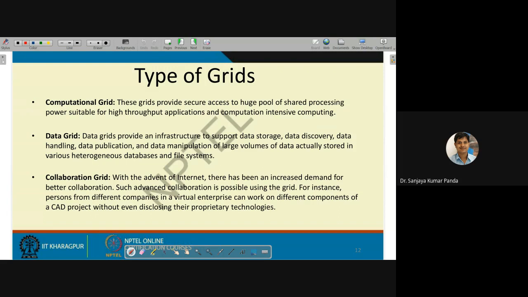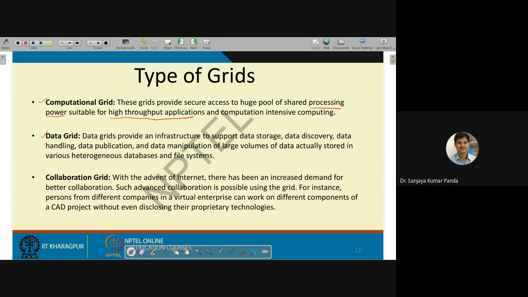Like we already discussed what is computation intensive or computing intensive and what is data intensive. We have already discussed computing intensive and data intensive, which is the same as your computational grid and data grid. So computational grid means you have a huge pool of shared processing power. We are dealing with the processing power, but with data we deal with a large amount of storage. So computational grids provide secure access to a huge pool of shared processing power suitable for high throughput applications.